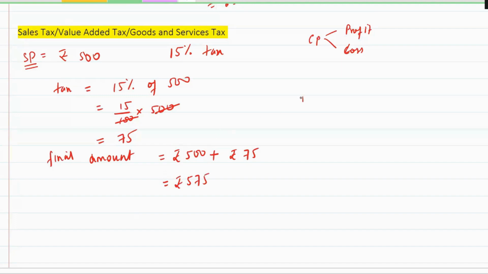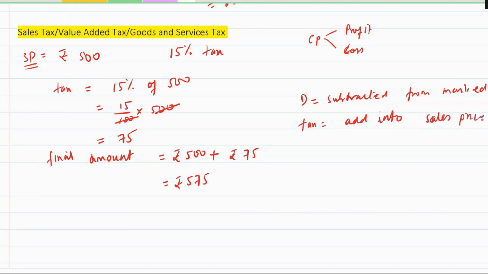Remember, if it is a discount, it is subtracted. Subtracted from what? From the marked price. Correct? And if it is a tax, we need to add it to the selling price. So this is the difference between discount and tax. So this is the last topic we did.